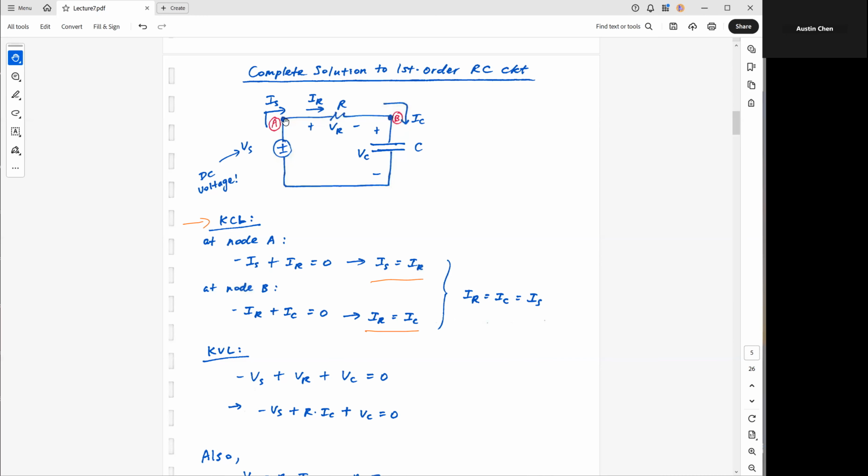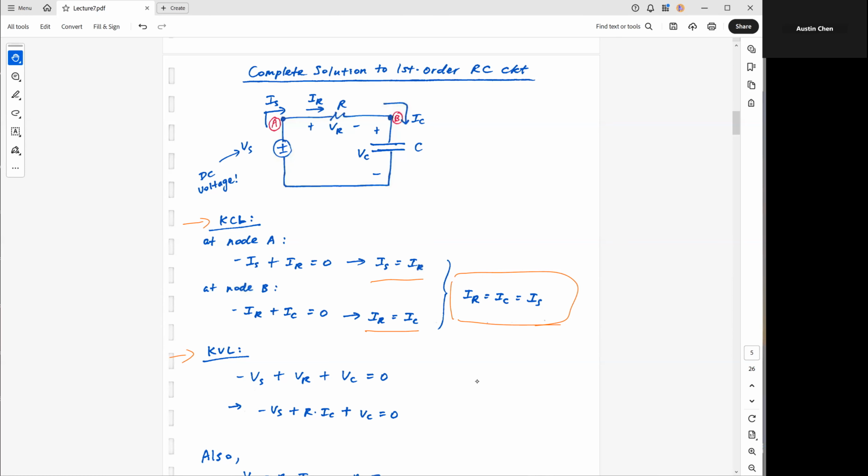Okay, and where again IS is the current flowing out of this voltage source, and then it's going to go around the loop, right? So it's not surprising that these three currents are the same. Okay, so far so good, right? So this is one outcome that we got from this KCL analysis.